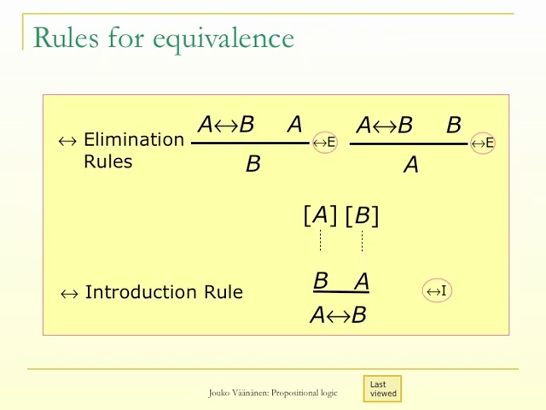Rules for equivalence. Dealing with equivalence is like dealing with two implications at the same time. The equivalence elimination rules are: if we have derived A if and only if B, and we have derived also A, we can derive B. And on the other hand, if we have derived A if and only if B, and we have derived B, then we can derive A.